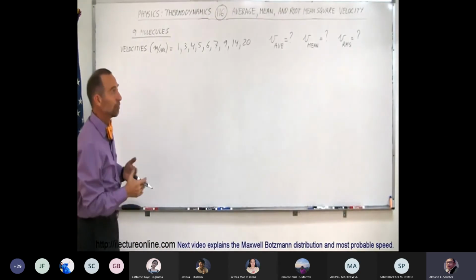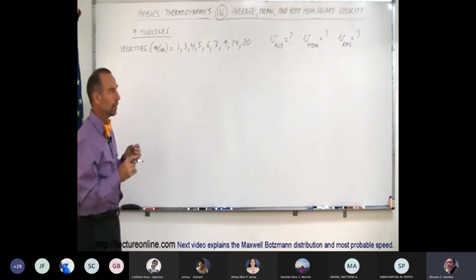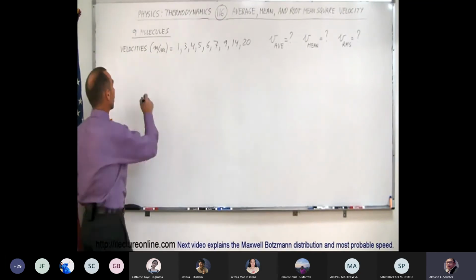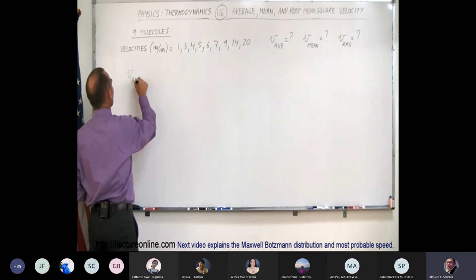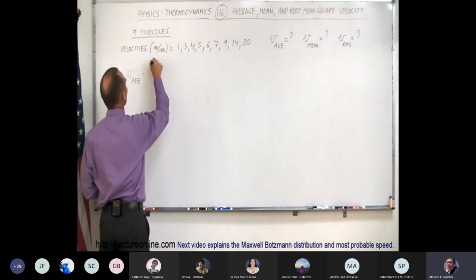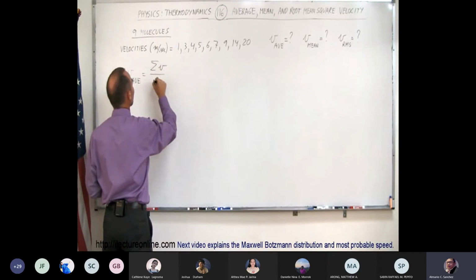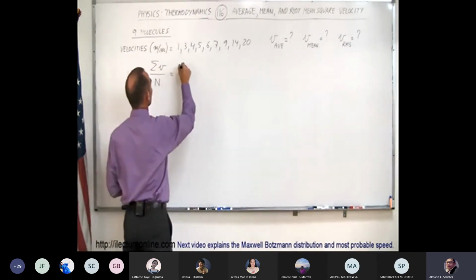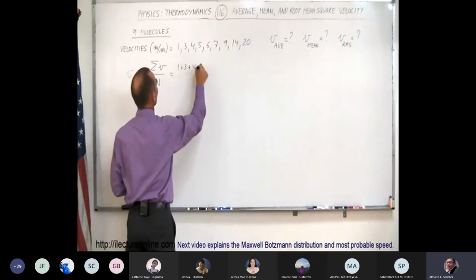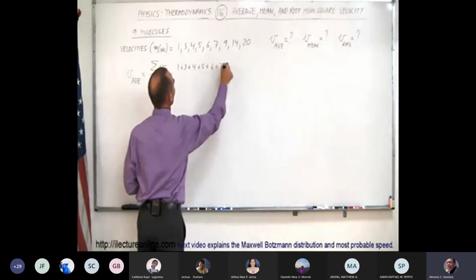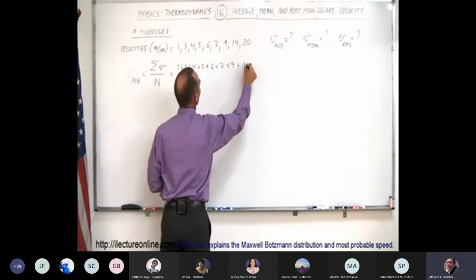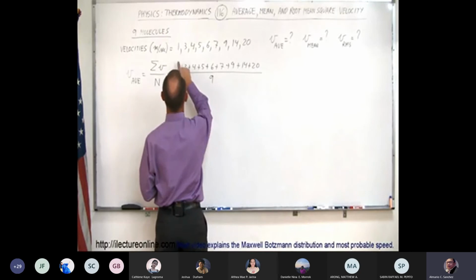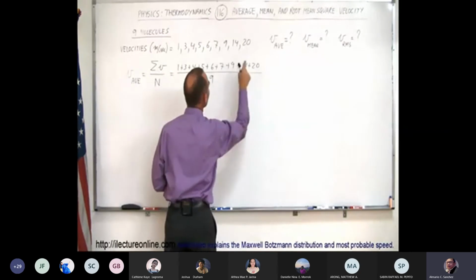And this could be anything, could be the masses, could be the momentums, doesn't matter. The method and technique would be exactly the same. So starting out with the average. V average is equal to the sum of all the velocities divided by the number of molecules that I have. So in this case, this would be equal to 1 plus 3 plus 4 plus 5 plus 6 plus 7 plus 9 plus 14 plus 20, all divided by the number that I have, and there's 9 molecules. Make sure, 1, 2, 3, 4, 5, 6, 7, 8, 9.